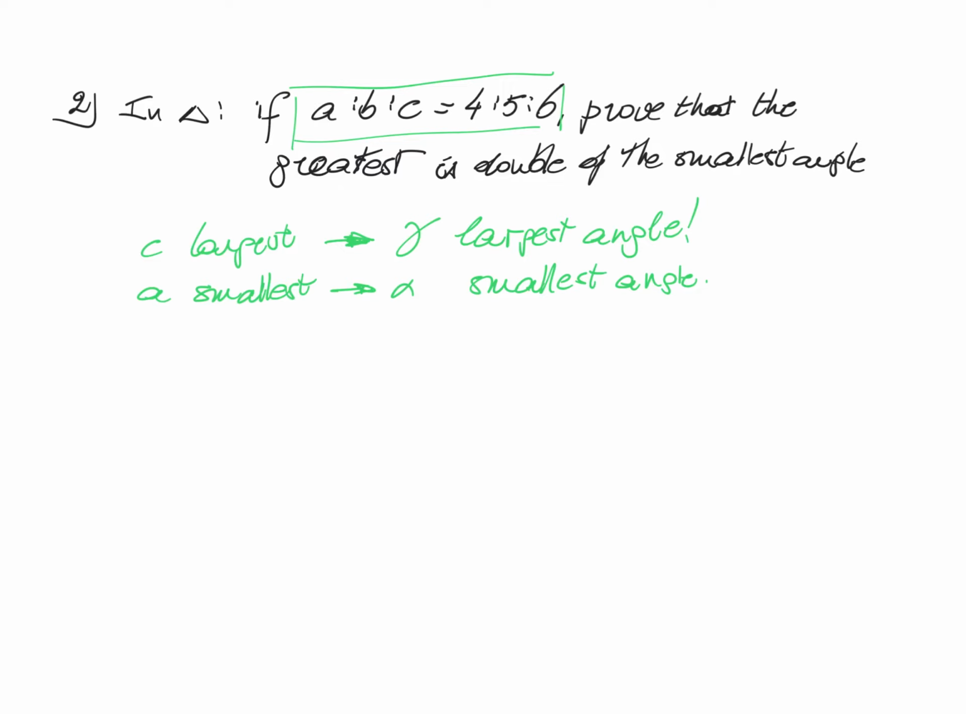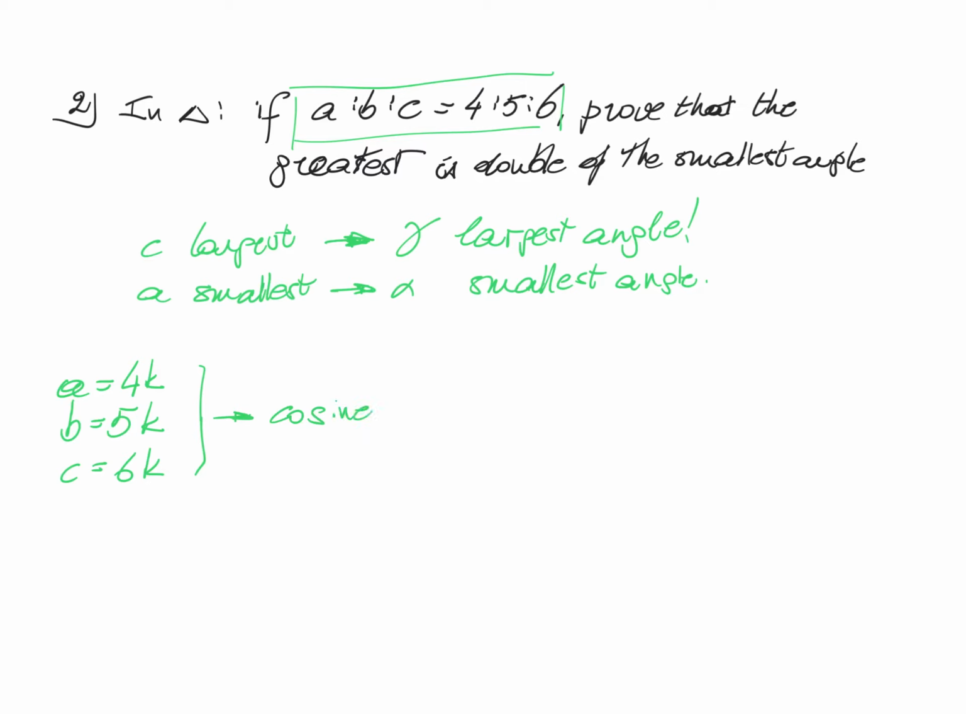To solve this, we will give values to each of the sides. We don't know the sides themselves, but we know their proportions. So we say that side A is 4 times k, the side B is 5 times k, and the side C is 6 times k, where k is some unknown constant. Since we know 3 sides, what we will be using is the law of cosines.